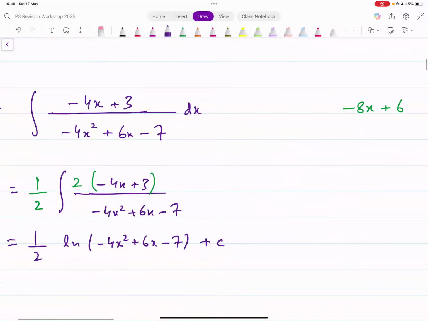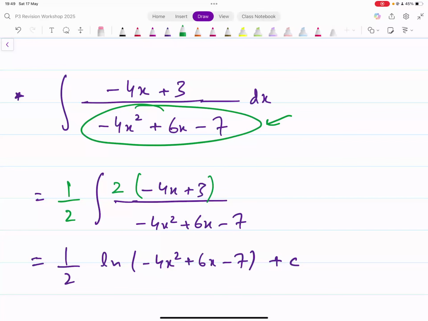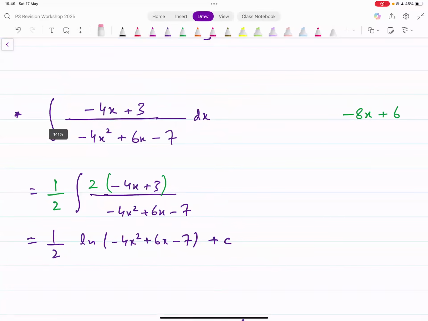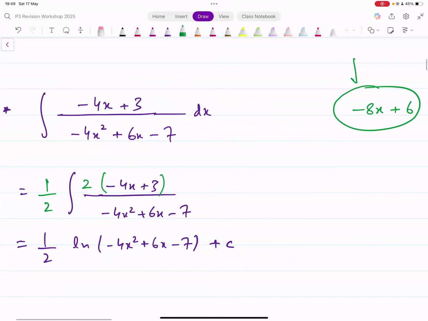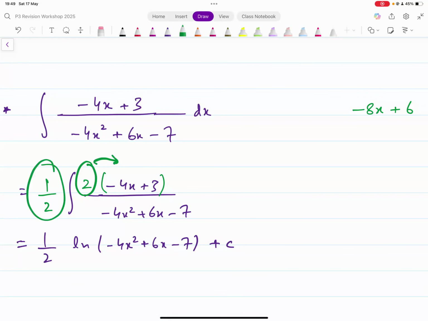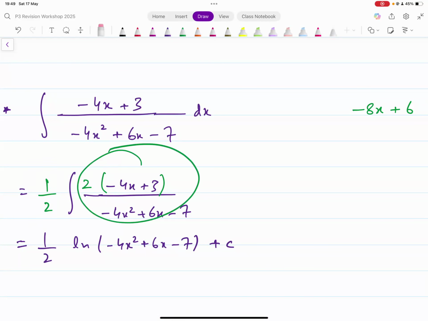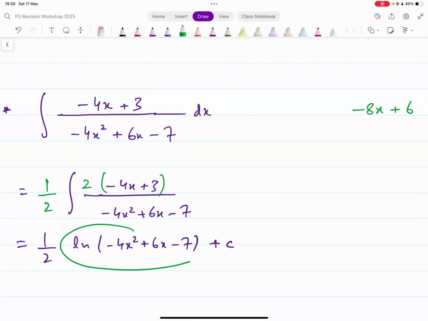Let's take this example. You have minus 4x squared plus 6x minus 7. What's the derivative of the denominator? The derivative of the denominator is minus 8x plus 6. So we want minus 8x plus 6 in the numerator. Can we have that somehow by multiplying or dividing by some constant? We have minus 4x plus 3 right now. Can we make it minus 8x plus 6 somehow? We could multiply by 2, and that will make it minus 8x plus 6. But to balance that, then we divide by 2 outside. And now inside the integral, we have that form where numerator is the derivative of denominator. So the integration becomes ln of the denominator, and that's our result.